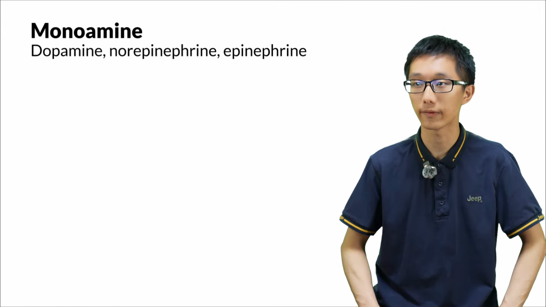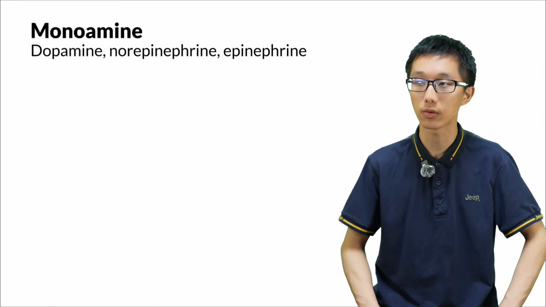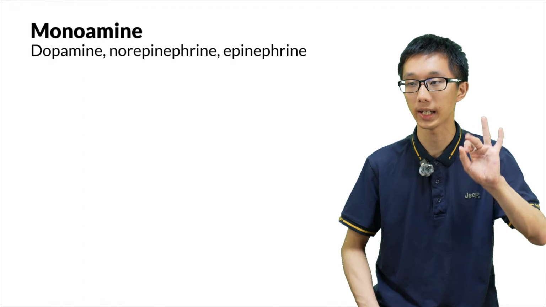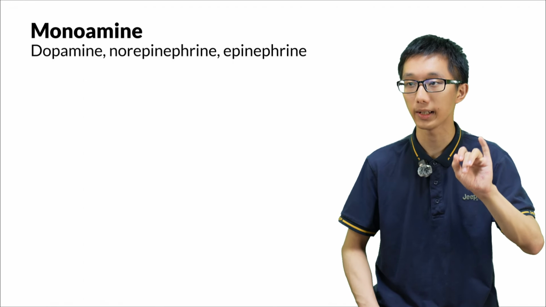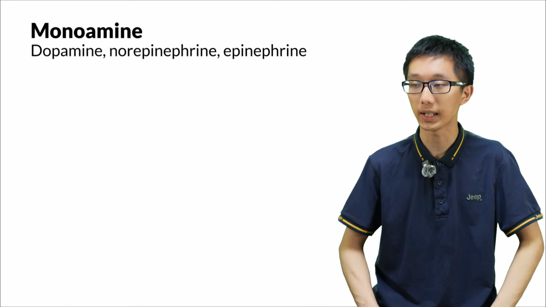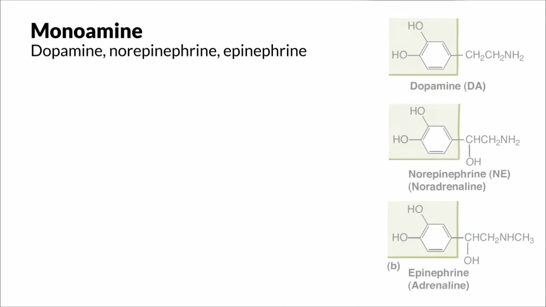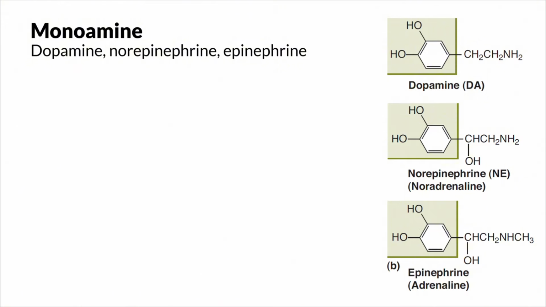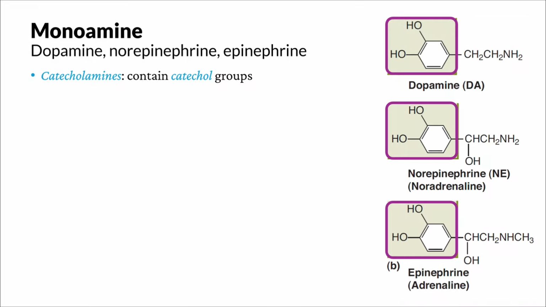Let's first enter the family of monoamines. Monoamines are divided into three large groups, including catecholamines, histamines, and indolamines. The catecholamines have many neurotransmitters, namely dopamine, norepinephrine, and epinephrine. These are their chemical formulas. They are all called catecholamines because they all contain catechol groups, which is this group.